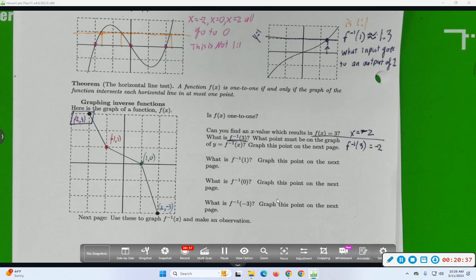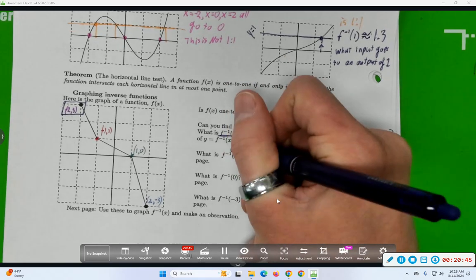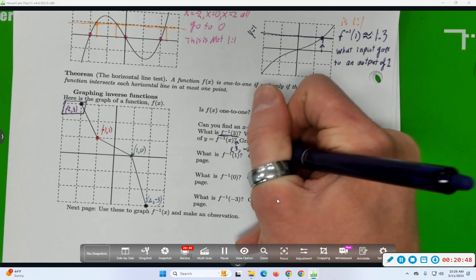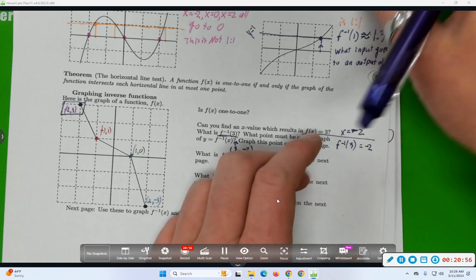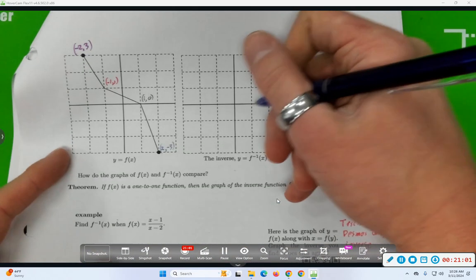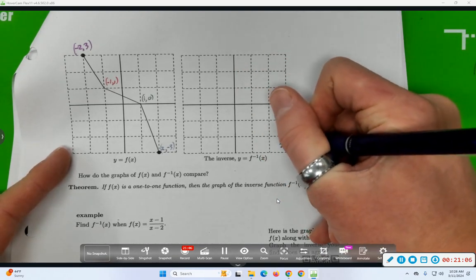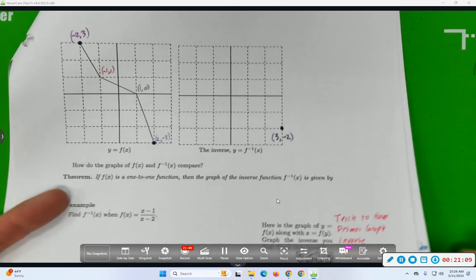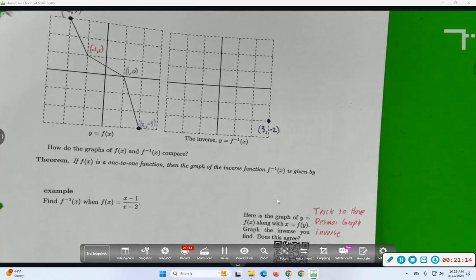So if I want to graph the inverse function, what point must be on the graph of y equals f inverse of x? Well, it'll be input of 3, output of negative 2. That seem pretty okay? Nice. Let's graph that on the next page. 3, negative 2. 1, 2, 3, negative 2. Now, let's just do that same thing 3 more times.